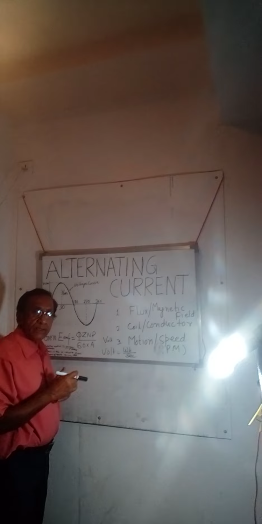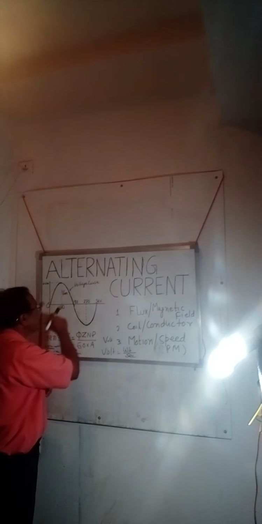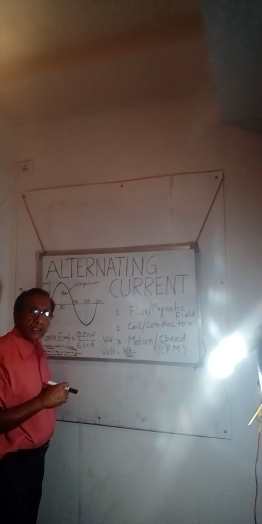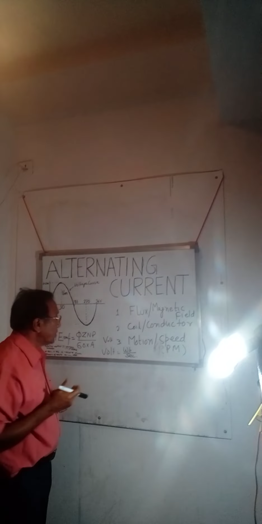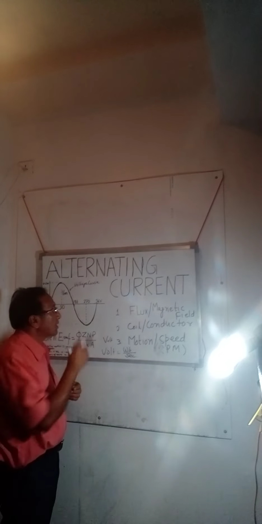The changing of the flux linkage by the coil is maximum at those points, and two times it is 0, at 180 degrees and 360 degrees. The induced voltage in the coil is 0. So this is about the definitions of the alternating current.